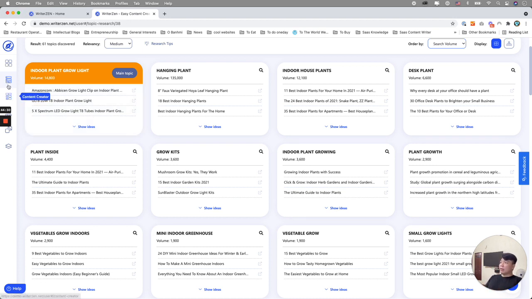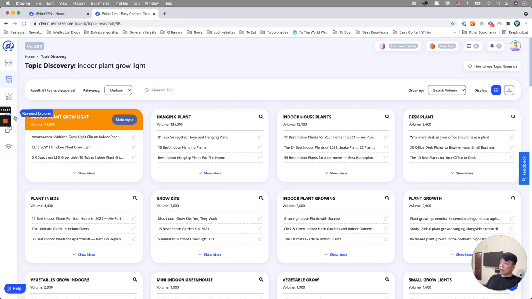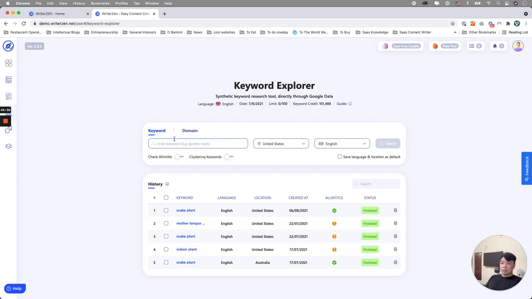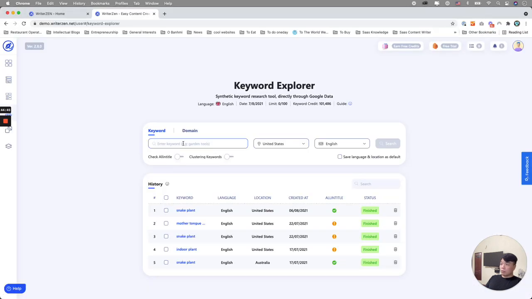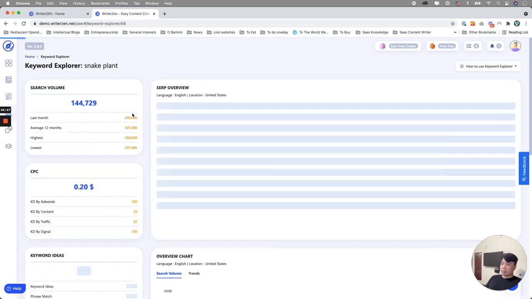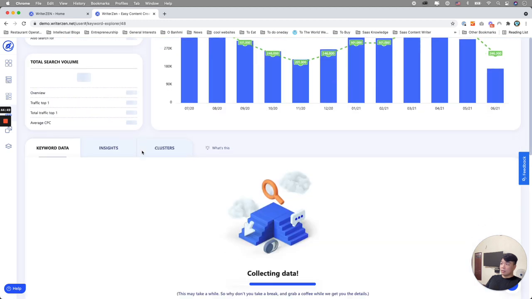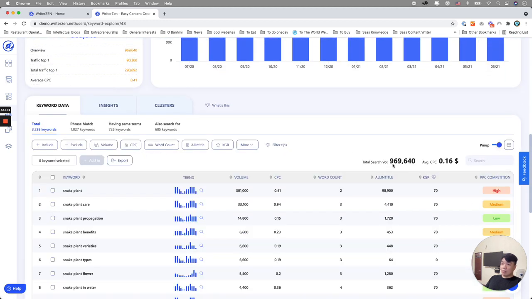So let's focus on what we have at the moment, and let's go back to Keyword Explorer. So now go back to snake plant. I decide that this is a conversion subtopic. So right away, the first thing I do is put that into Keyword Explorer. It will give me back this. Total search volume is 1 million for 3,238 keywords.